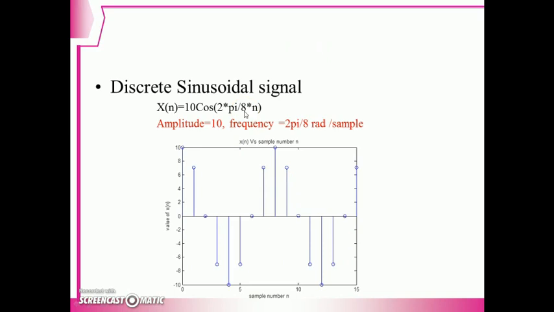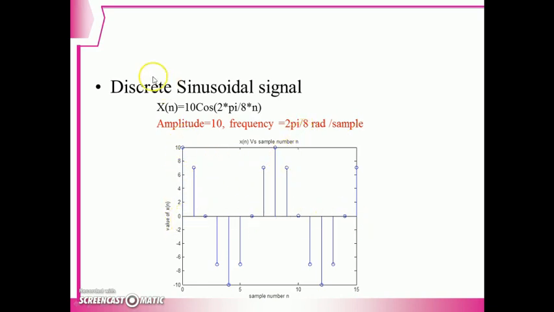Now we will see what is the shape for sinusoidal or cosinusoidal waveforms in the discrete domain. So x of n is a discrete signal. It is defined as 10 cos of 2 pi by 8 into n. Pi is 3.14, as all of you know. The amplitude is 10 and the frequency is 2 pi by 8 radians per sample for the discrete signal.